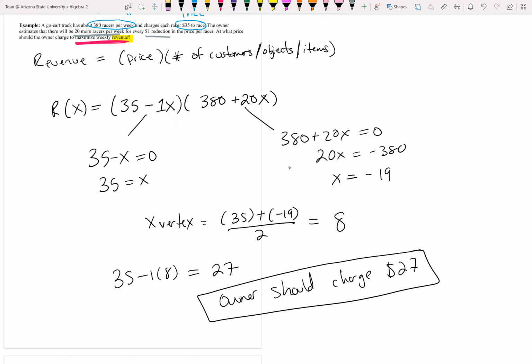So there are a lot of variations to this question. I could ask you for the price. I could ask you the maximum revenue. I could ask you how many customers would come in. You just have to read the story and understand what parts of the question they're asking you.